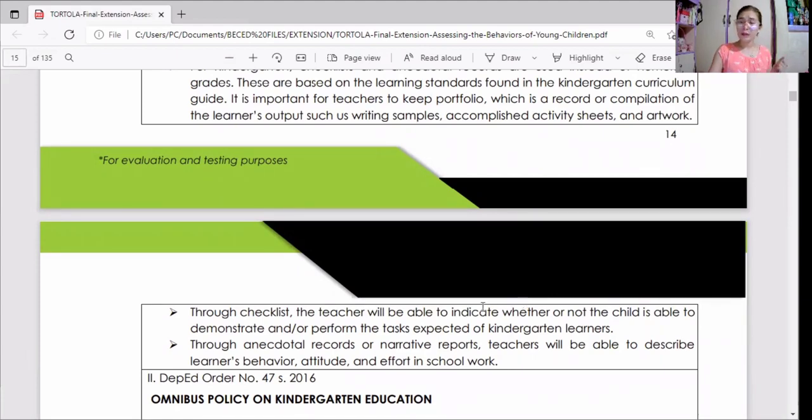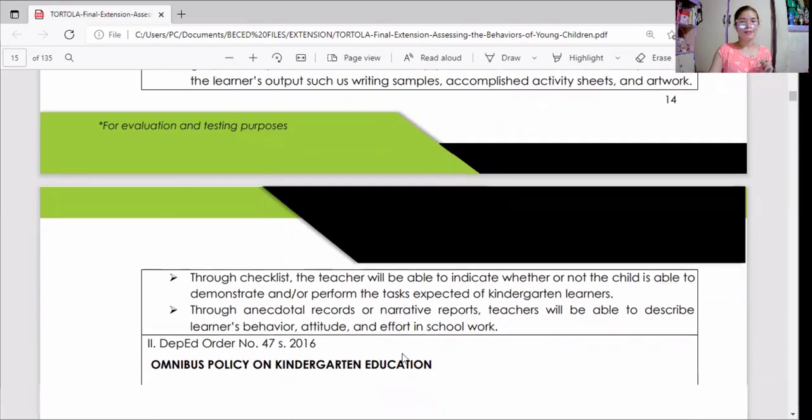And then through anecdotal records or narrative reports, ang teacher will be able to describe the learner's behavior, attitude, and effort in schoolwork. So later on, I am going to share with you the assessment tools. So we have here, na-mention the anecdotal record, that's one, and also the checklist. That is also an example of assessment tools.